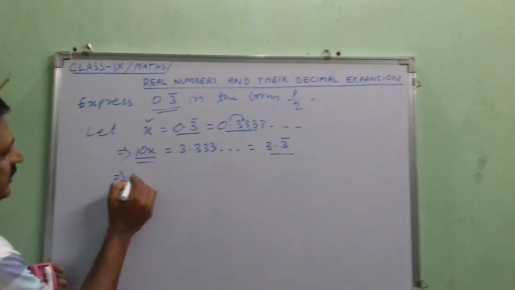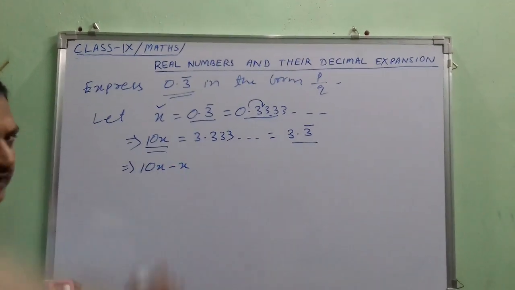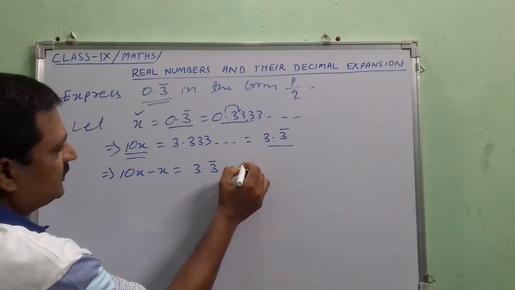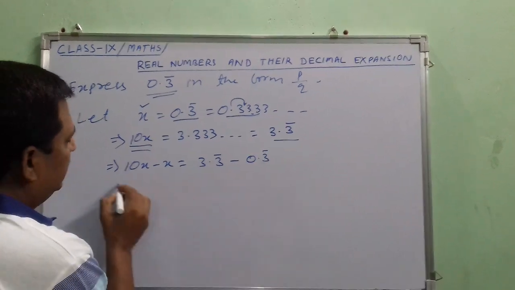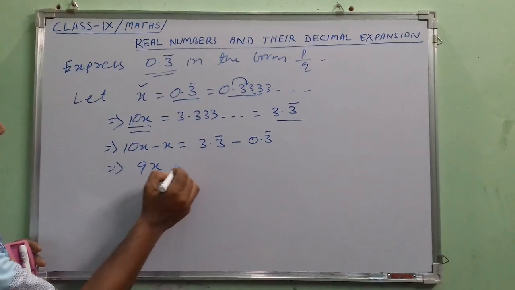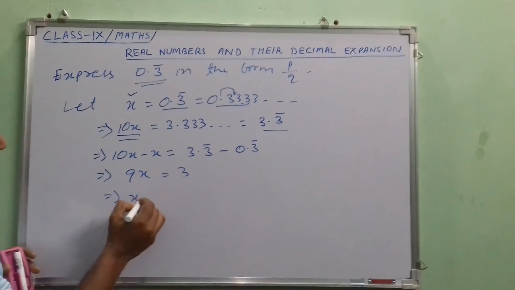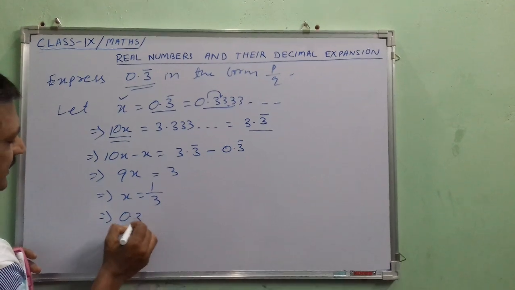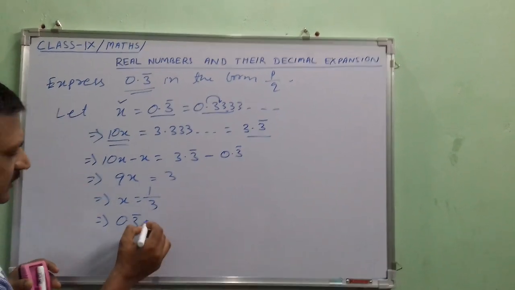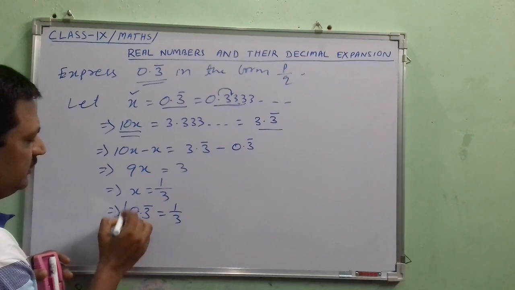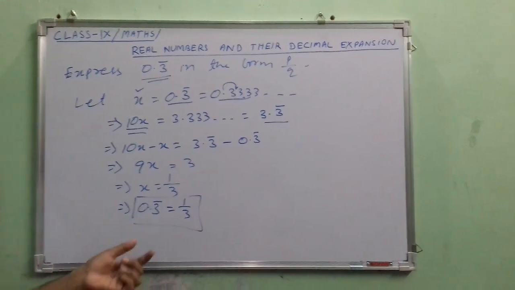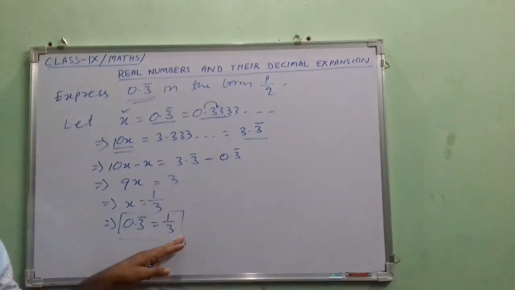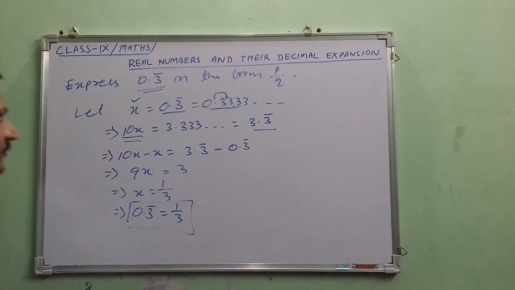Now we shall subtract x from 10x, then you will get 3.3 bar minus 0.3 bar, and this gives 9x equal to 3, implies that x equal to 1 by 3. So what is the value of x? 0.3 bar is equal to 1 by 3, right? So in this way we have expressed 0.3 bar in the form of P by Q. Now let's move to another question.